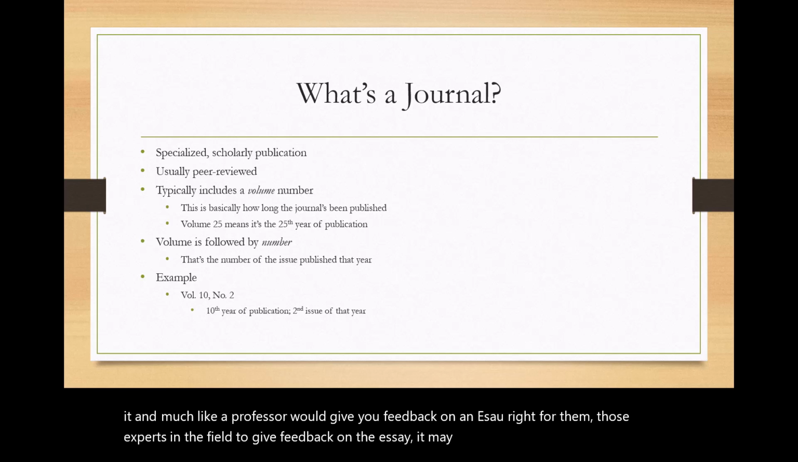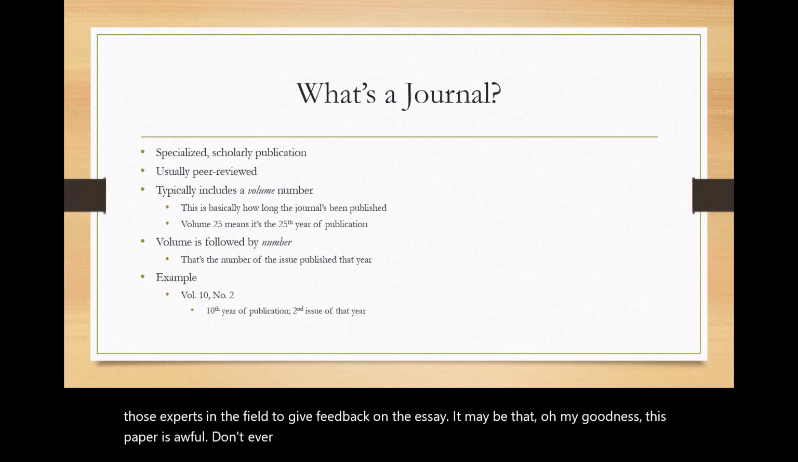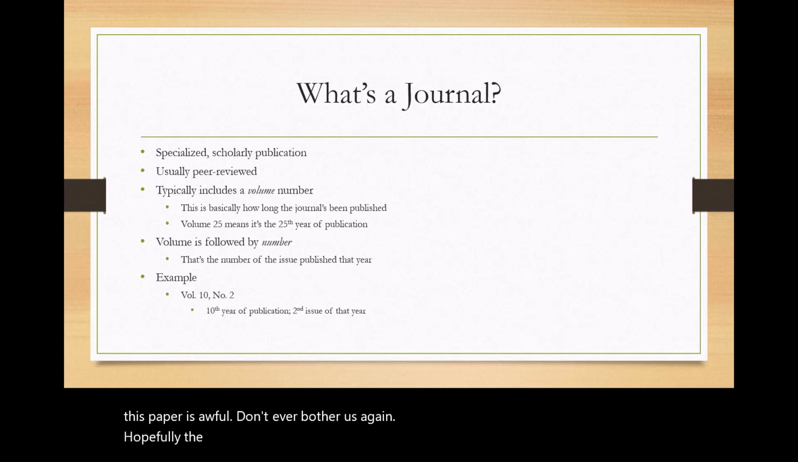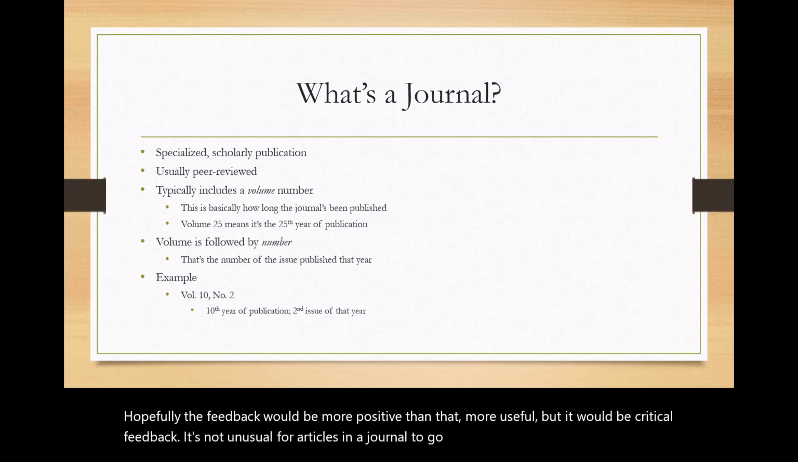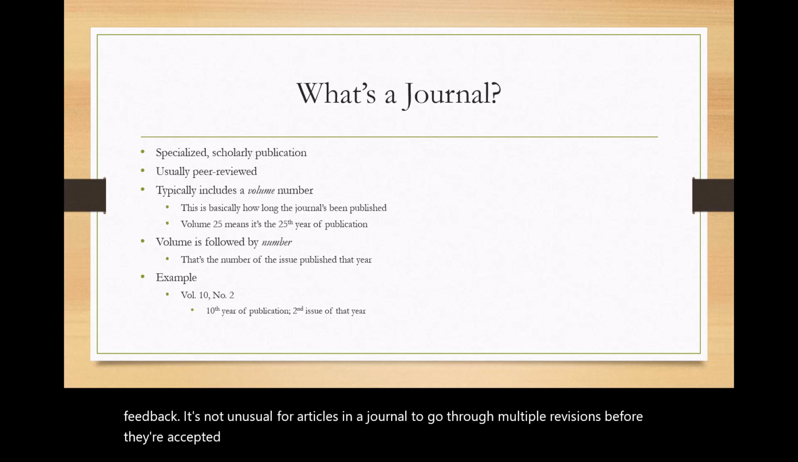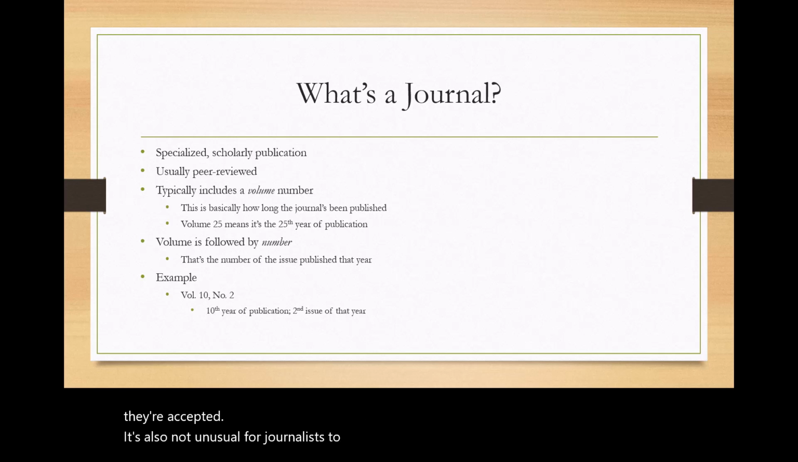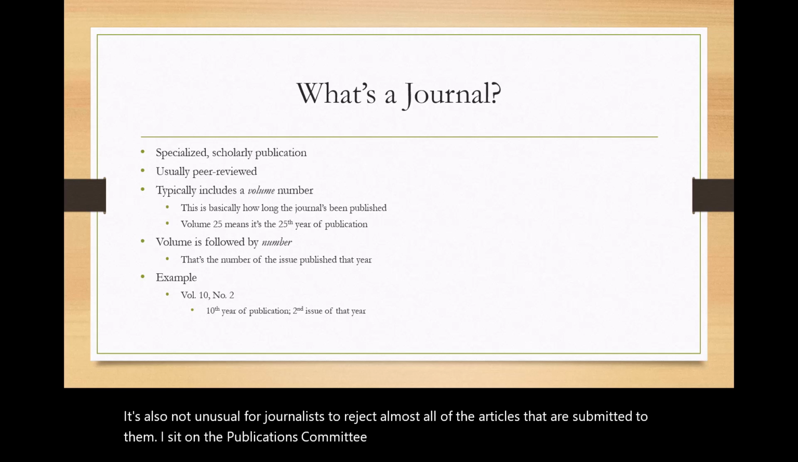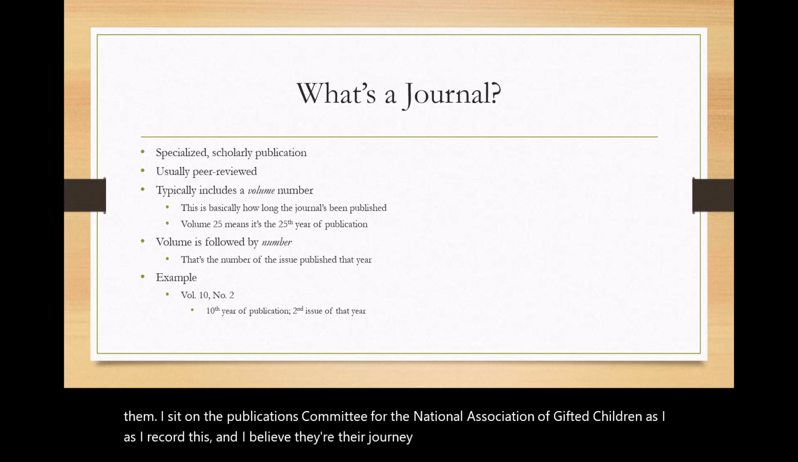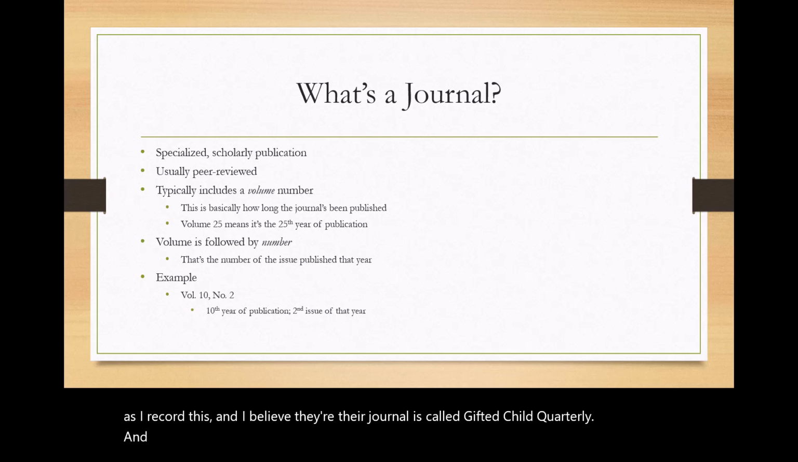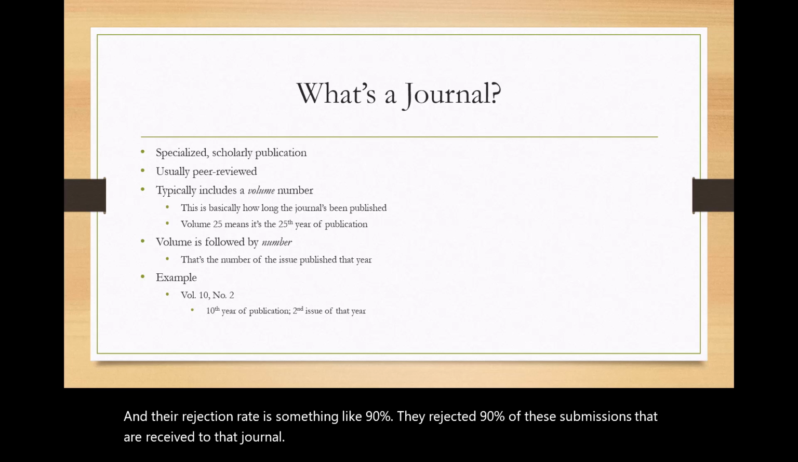It may be that, oh my goodness, this paper is awful, don't ever bother us again. Hopefully the feedback would be more positive than that, more useful, but it would be critical feedback. It's not unusual for articles in a journal to go through multiple revisions before they're accepted. It's also not unusual for journals to reject almost all of the articles that are submitted to them. I sit on the publications committee for the National Association of Gifted Children as I record this. And I believe their journal is called Gifted Child Quarterly, and their rejection rate is something like 90%. They rejected 90% of the submissions that are received to that journal. We can argue whether that's good or bad, but that's how journals work.